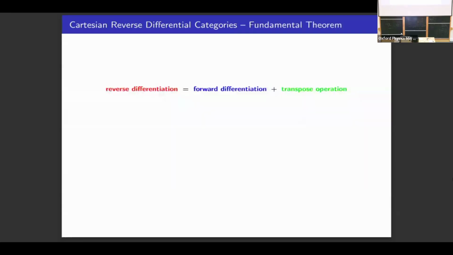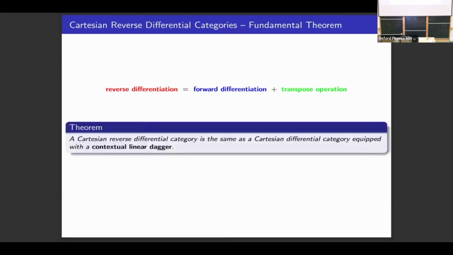So now let's review the fundamental theorem, which I claim says that reverse differentiation is equal to forward derivatives plus transpose operators. And so the theorem says this exactly: a Cartesian reverse differential category is precisely the same thing as a Cartesian differential category equipped with a contextual linear dagger. That's just the fancy word for the transpose operator that I was talking about, which I write in green.